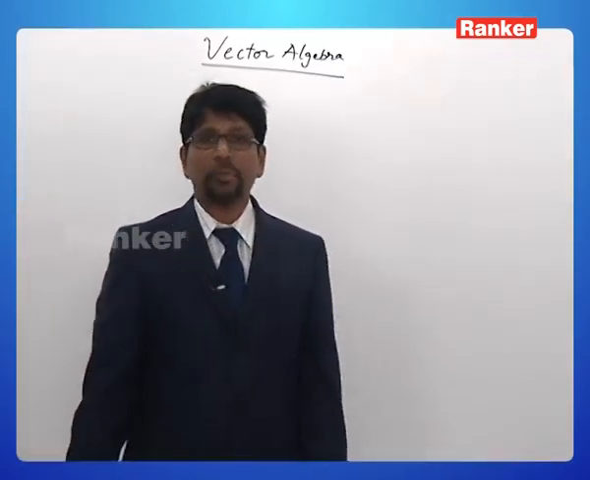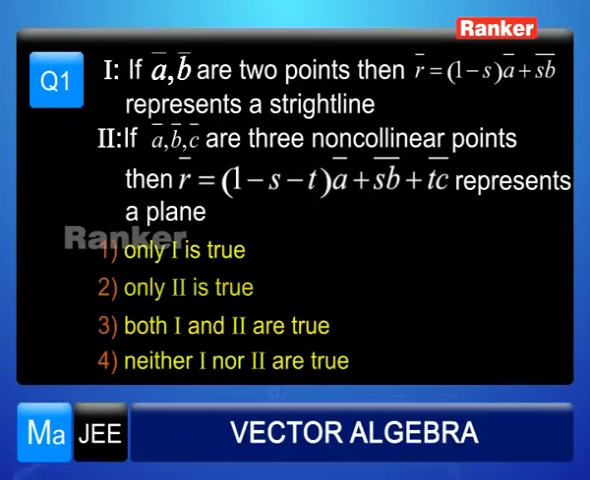Let's move on to the next question. If A bar and B bar are 2 points, then R bar equals (1 minus S) into A bar plus S B bar represents a straight line. Second statement, if A bar, B bar, C bar are 3 non-collinear points, then R bar equals (1 minus S minus T) into A bar plus S B bar plus T C bar represents a plane. The options are: first option only 1 is true, second option only 2 is true, third option 1 and 2 are both true, fourth option neither 1 nor 2 is true.